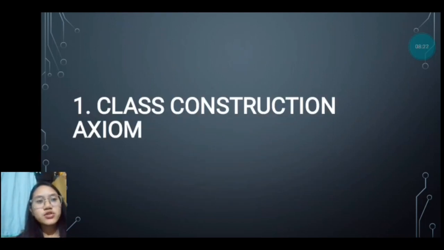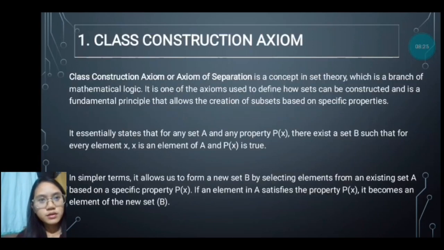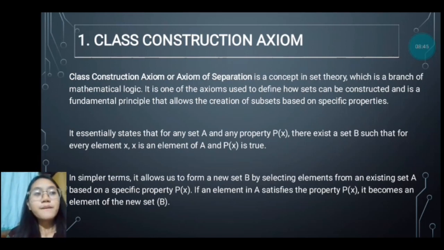Next, we have the class construction axiom. The class construction axiom, or axiom of separation, is a concept in set theory, which is a branch of mathematical logic. It is one of the axioms used to define how sets can be constructed and is a fundamental principle that allows the creation of subsets based on specific properties. It allows the formation of classes based on a defining property. It helps us define classes without encountering Russell's paradox.